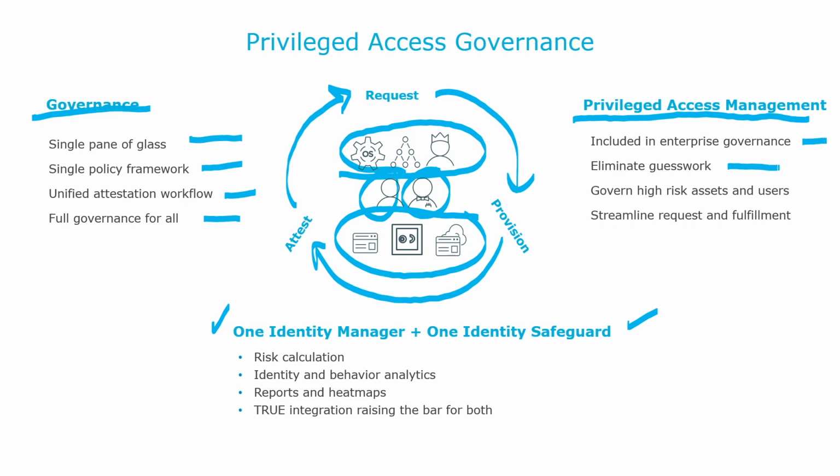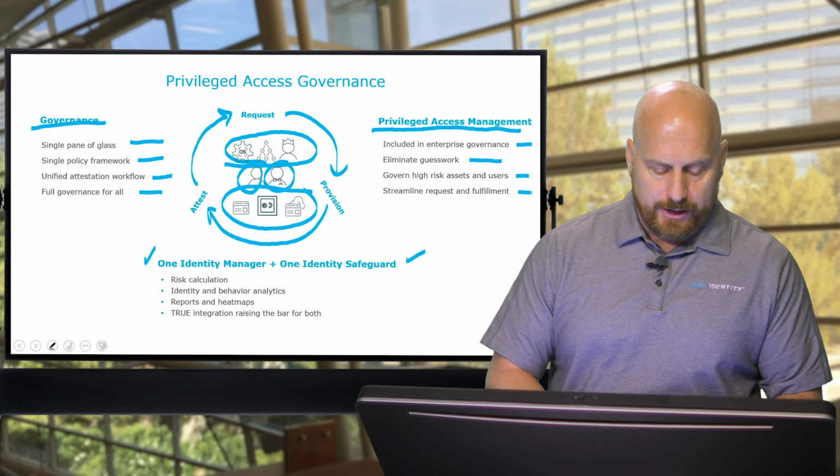You eliminate the guesswork in privileged access management because the governance is actually taken care of. You govern the highest risk users and those assets that are the biggest target for bad guys. The things that need governance the most are now easy to govern in the same paradigm as everything else. And it streamlines the request and fulfillment process. You don't have to do things once because you have a password safe, and another time because you have end users accessing other things. It's the same for everything.